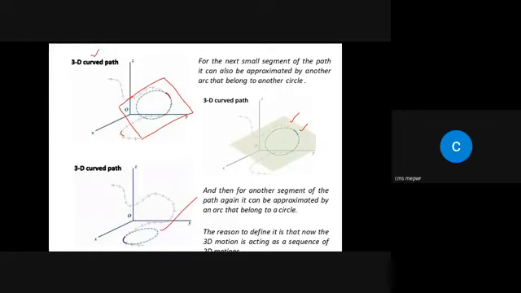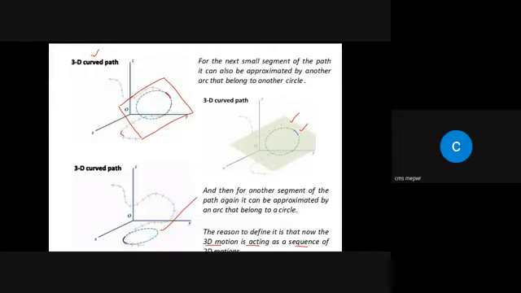So this means this whole 3D motion can be defined as the combination of so many 2D motions, which I have mentioned at the last. This one. Okay. So the reason to define all those things is that now the 3D motion is acting as a sequence of 2D motions, right?